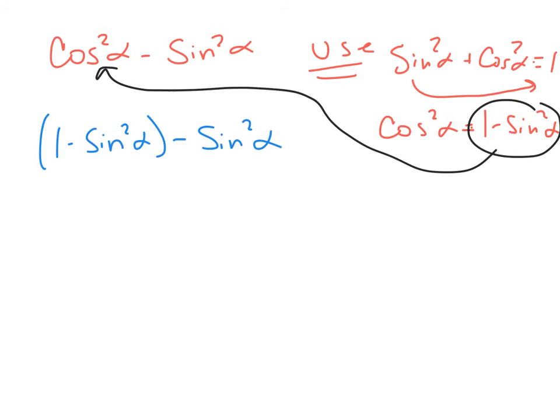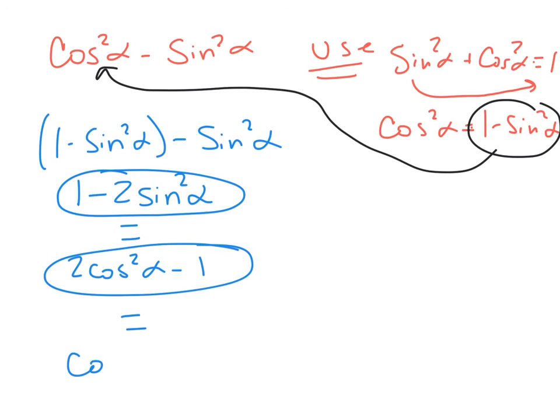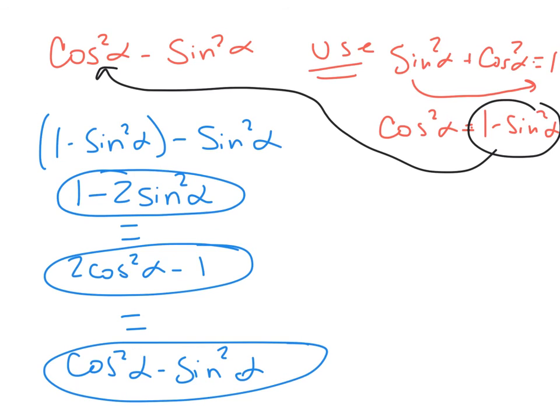There's no distribution here, so it's straightforward. I still put parentheses just to make sure I don't have to distribute anything. I have 2 negative sine squared, so I have 1 minus 2 sine squared alpha. And so all of these are equal to each other. And these are the identities for a double angle for cosine.